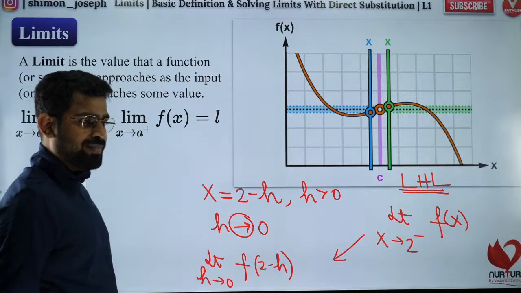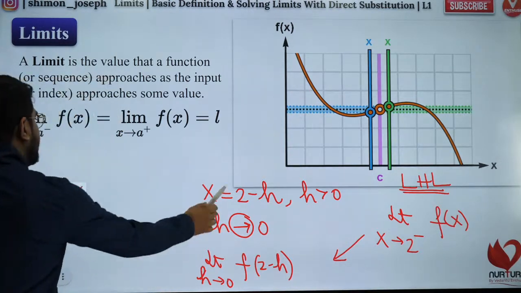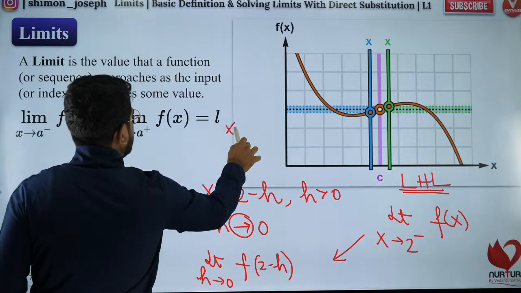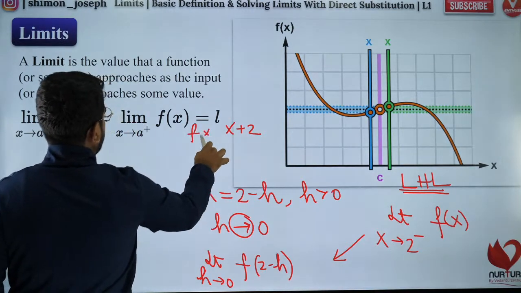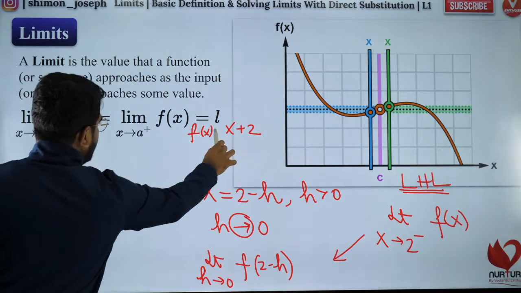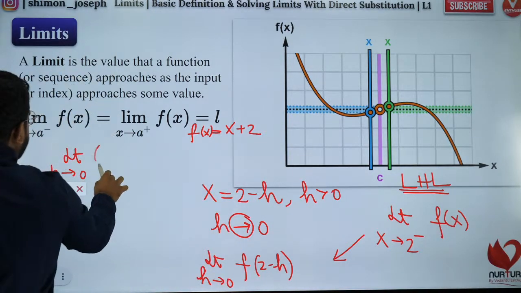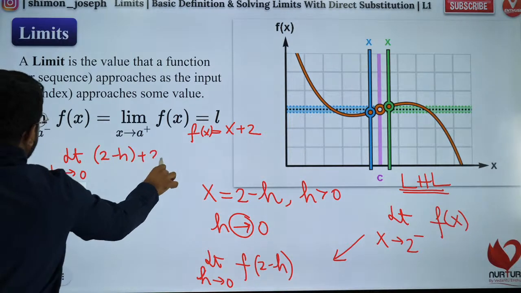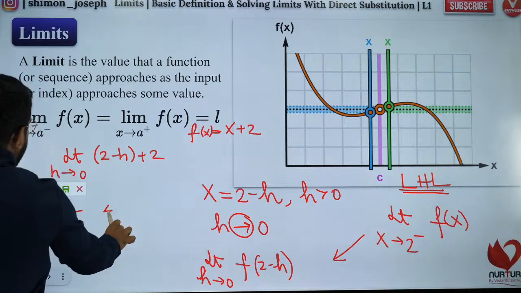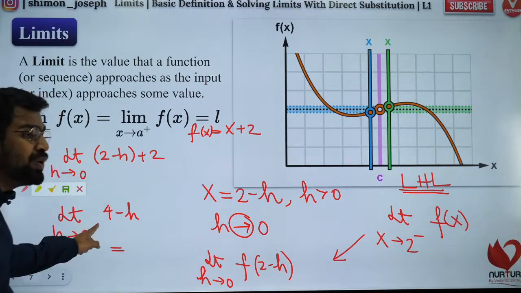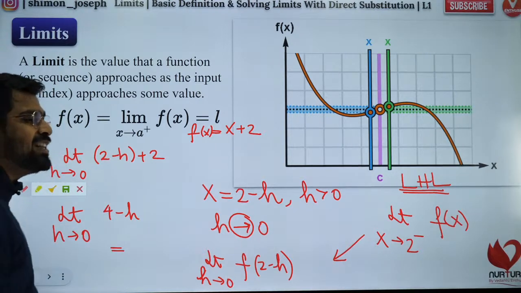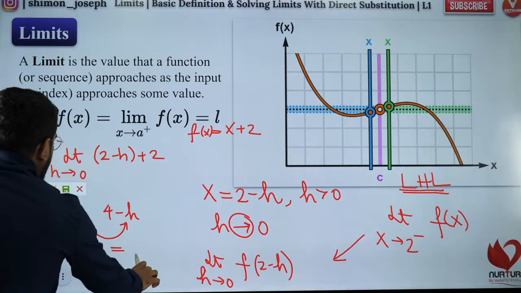So now what do I do? We will have f of 2 minus h. So what is the function? The function is x plus 2. Correct? So what I'll have is limit h tending to 0, f of x is x plus 2, so it's going to be 2 minus h plus 2. So the limit becomes, Zishan, limit h tending to 0, you will have 4 minus h. Now this you can directly substitute. So you can put h as 0, you will get 4.